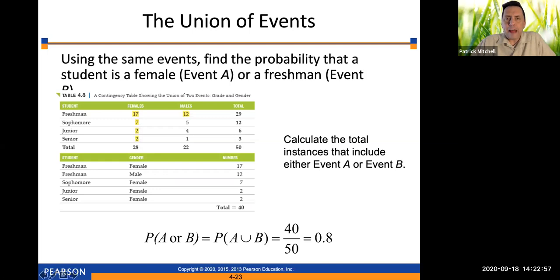So using the same events, we'll find the probability that a student is a female or a freshman. There are 17 female freshmen, 12 male freshmen, so those are all the freshmen. And then you have also all these other females. If you add these 5 numbers together, 12 plus 17 is 29, plus 7 is 36, plus 2 is 38, plus 2 is 40. The probability of A union B is 40 over 50, which is 0.8.